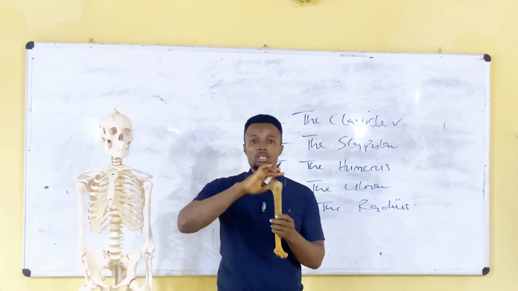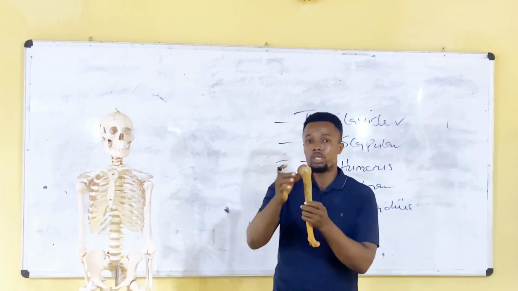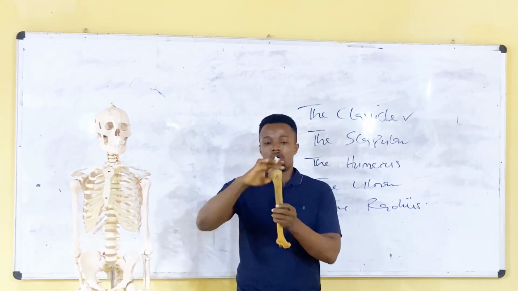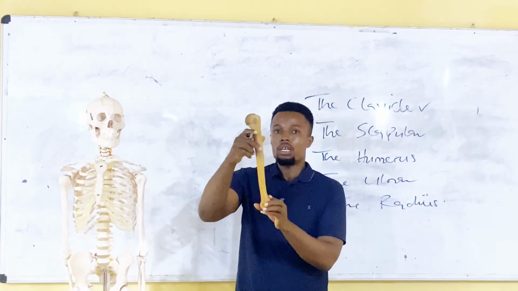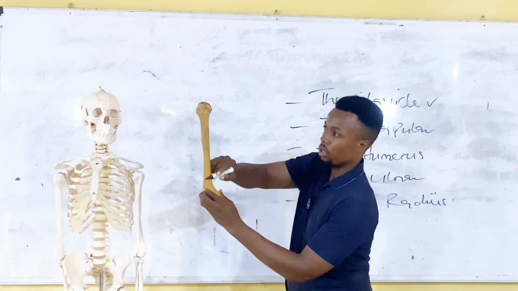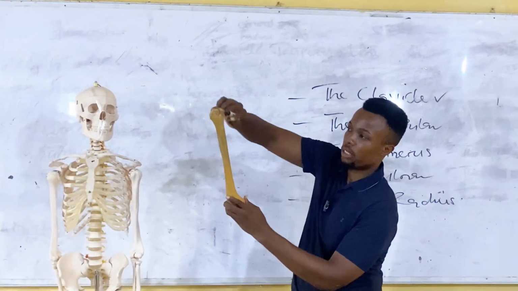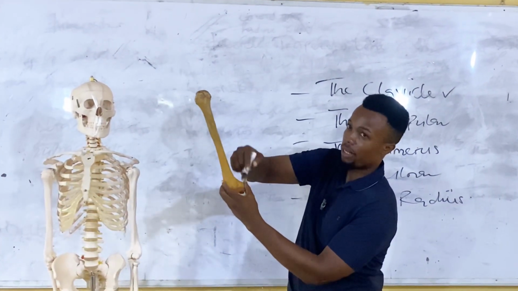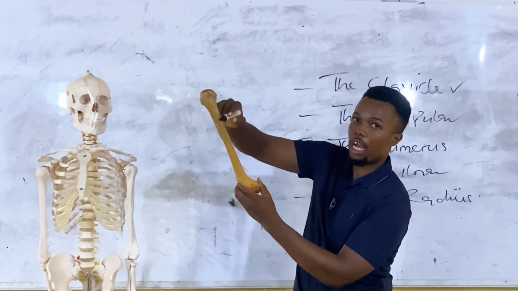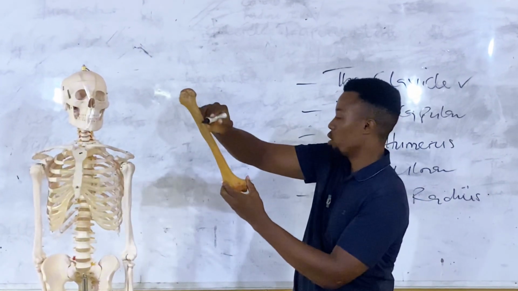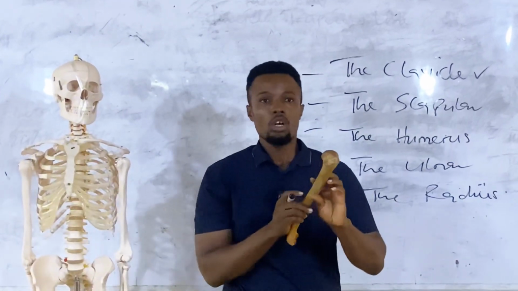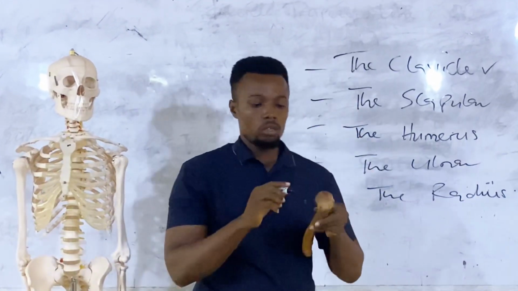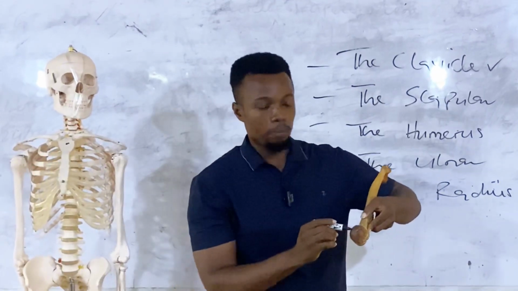So, I divided the humerus into three parts: the superior part, the inferior part, and also the body. So this is the superior part, this is the inferior part, and also the body or the shaft of the humerus. So coming to the superior part, we have an important feature here.